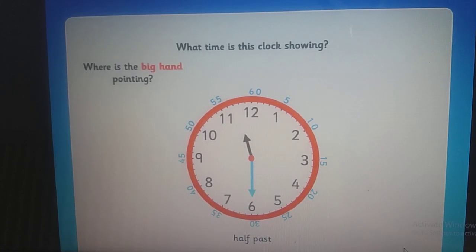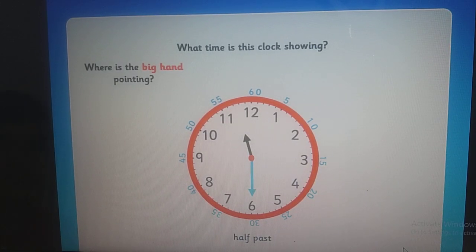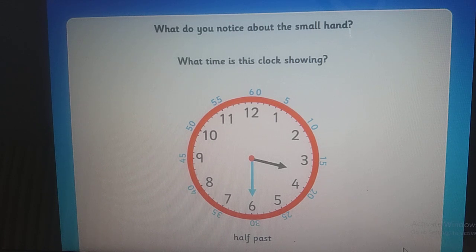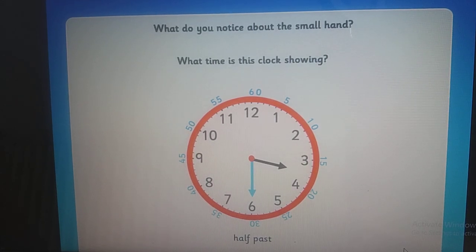Where is the big hand pointing? The big hand is pointing at 6. Where is the little hand pointing? In between 11 and 12. Halfway between 11 and 12. So it is half past 11. Half past 11. What do you notice about the small hand?